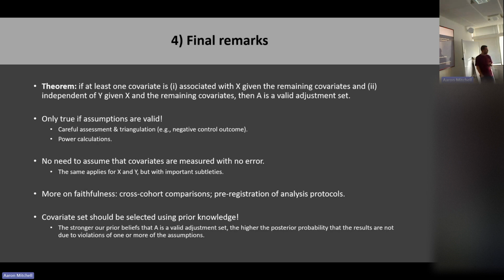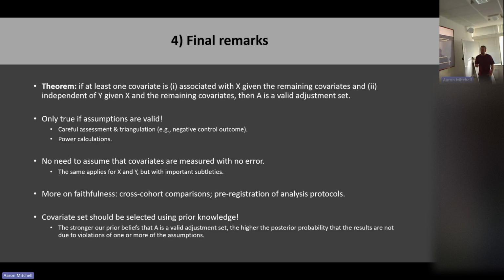We could do more on faithfulness in terms of assessing whether or not it is true. One approach would be cross-cohort comparisons, and the rationale would be that it would be weird for faithfulness to be violated in the same way in different cohorts, because it arises due to sort of cancellations of parameters, so that would be a little weird. And of course, you can do pre-registration of the analysis protocol, so if you say a priori, I'm going to test this, and these variables, there is less room for tweaking your covariate set until you see lack of association, and you just report that.